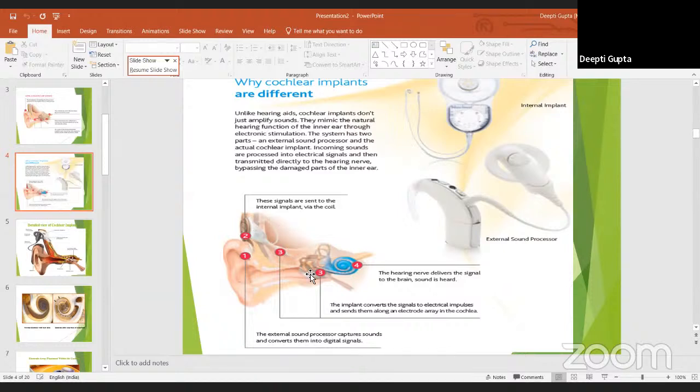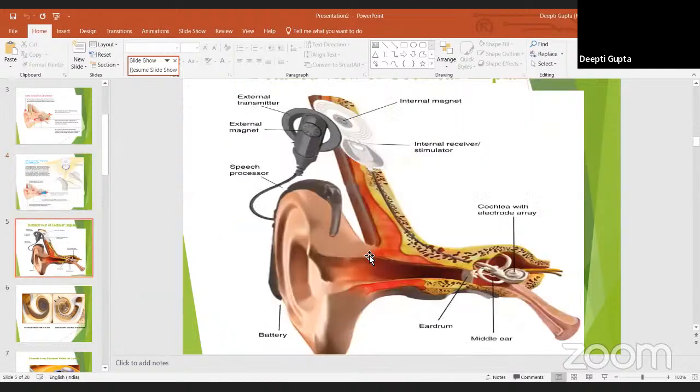And then the implant converts those signals into electrical impulses and sends them along this electrode to the cochlea. From the cochlea, it directly reaches the auditory nerves, and then it goes to the brain. So in that way, we are able to capture the sound. So now I just want to explain how it is beneficial.